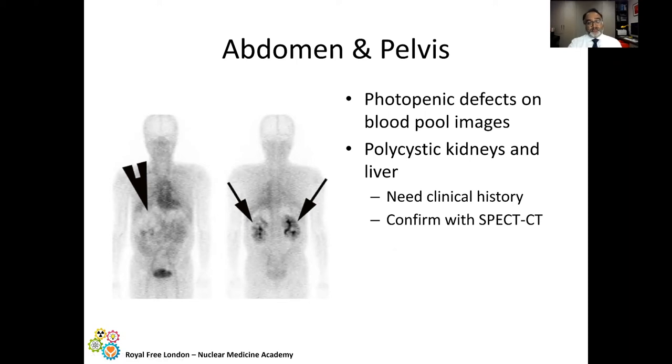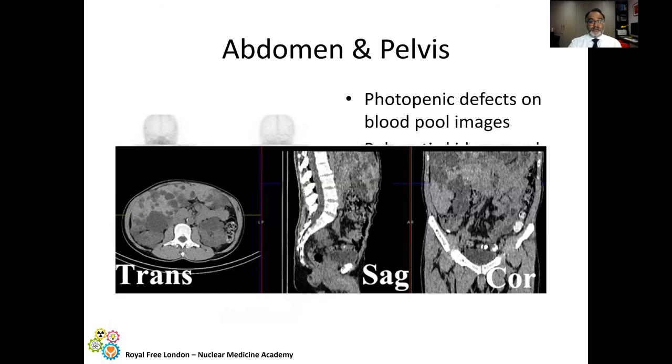Again, this should be in the clinical history. You might need to confirm this with SPECT CT. And here on the CT images, you can see these multiple low attenuation lesions in the liver and also in the kidneys, which are consistent with polycystic kidneys and polycystic liver disease.